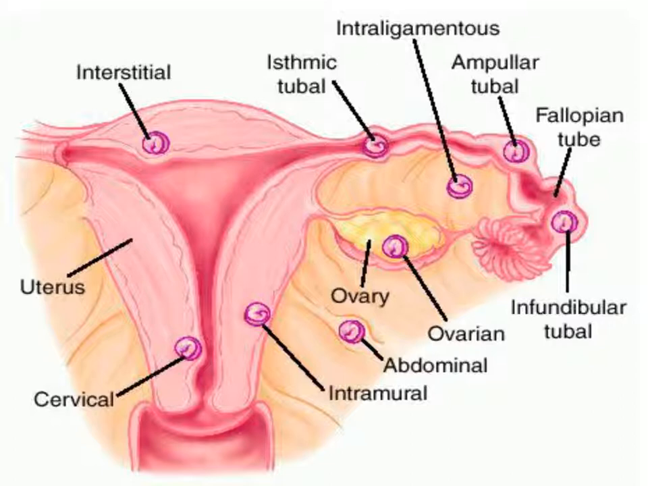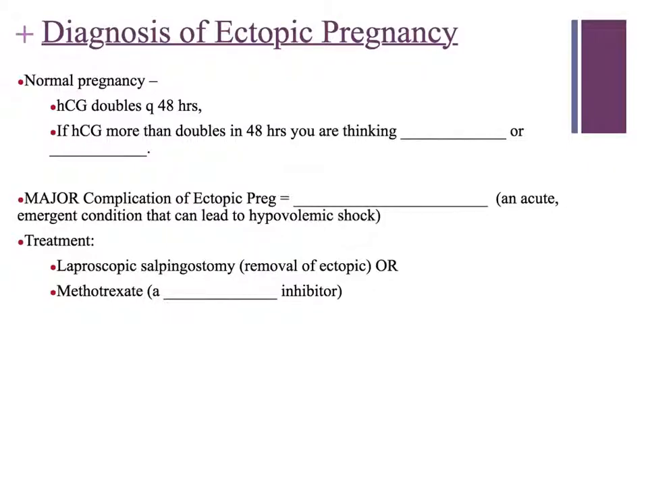This is showing you again all the different positions where an ectopic can be. It can happen in the cervix, it can happen all over, but again, 98% of it is going to be in the fallopian tube. All right, so in diagnosing an ectopic pregnancy, we know that it takes normally 48 hours for a woman's HCG levels to double.